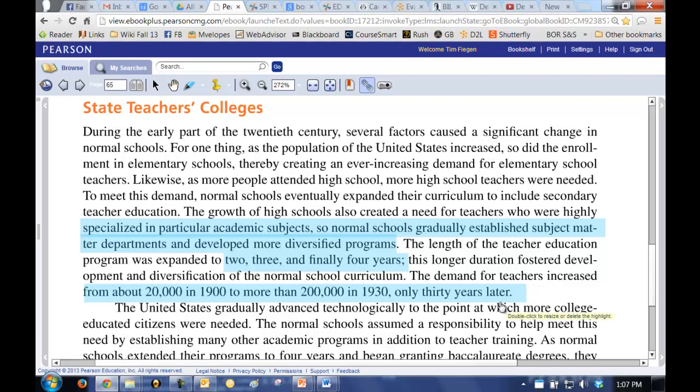This longer duration fostered development of diversification. The demand for teachers increased from about 20,000 in 1900 to 200,000 in 1930. So think of that growth in just 30 years, from 20,000 to 200,000. And let me tell you a quick story.